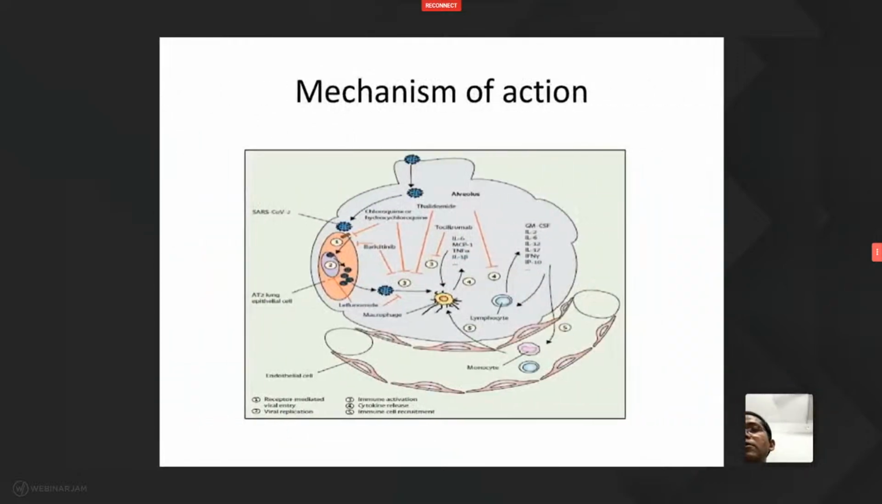This is the pictorial diagram of the mechanism of action of the different drugs, though they act at different stages after viral infection: the viral entry, then the inflammatory marker release. The stages at which drugs halt the progression of the disease have been depicted in this picture.